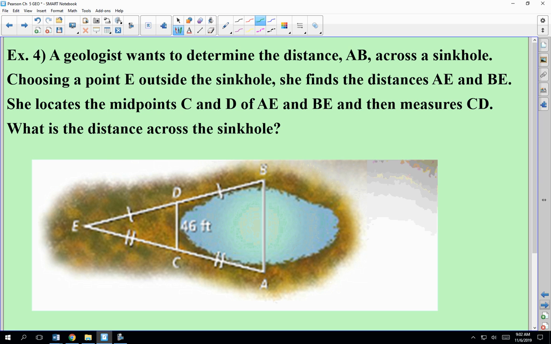I fell. Geologist, you fall into it, you're going, this is awesome down here. There's so many cool rocks.